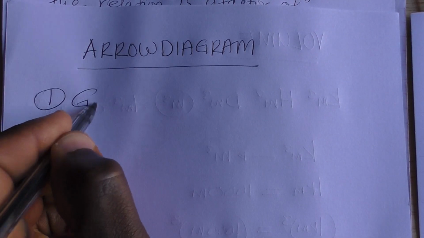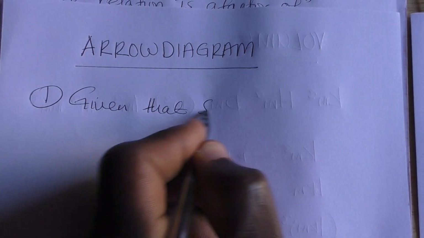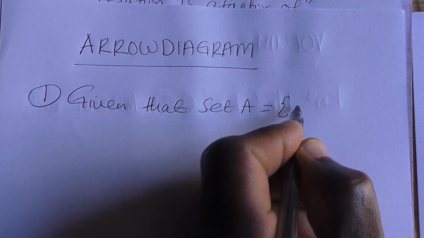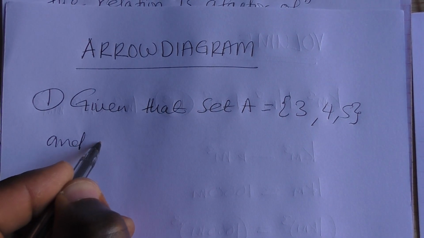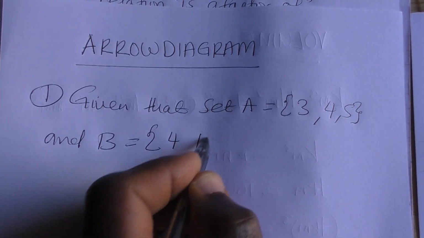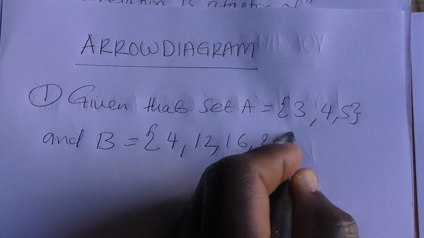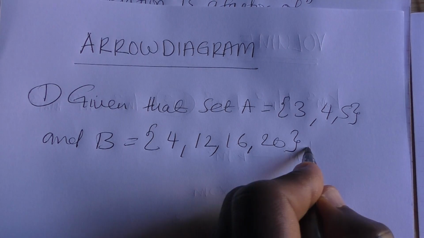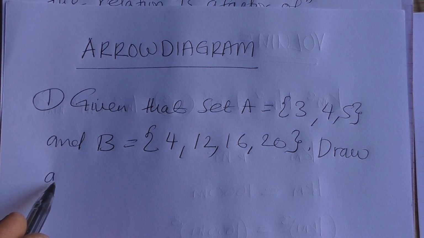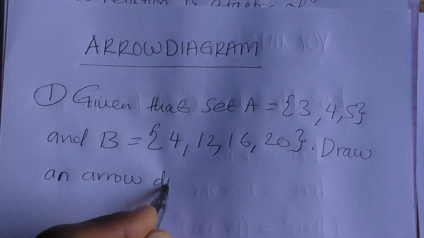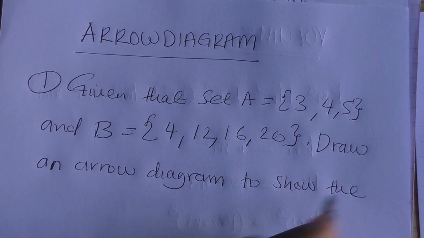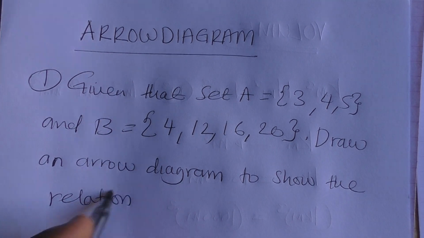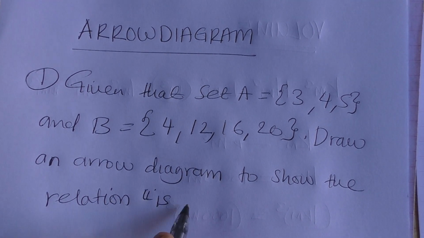For instance, we are given a question that, given that set A equals 3, 4, 5 and B equals 4, 12, 16 and 20, we are asked to draw an arrow diagram to show the relation is a quarter of.